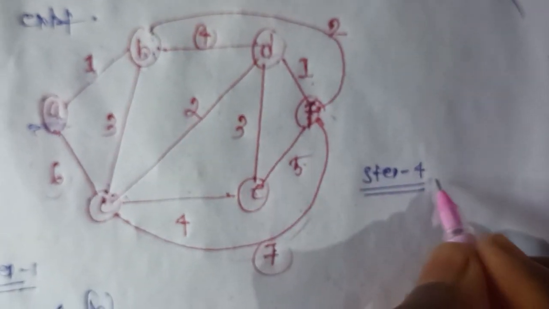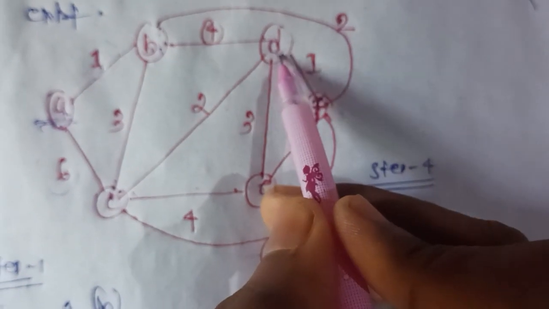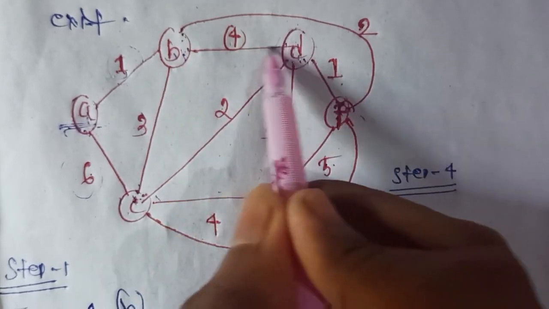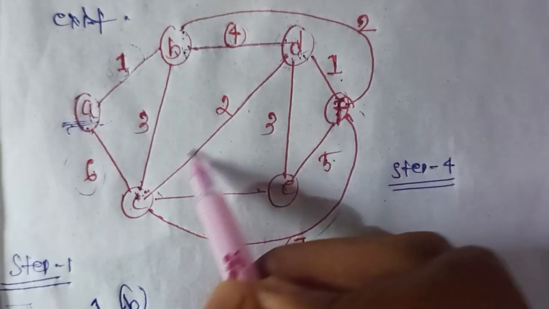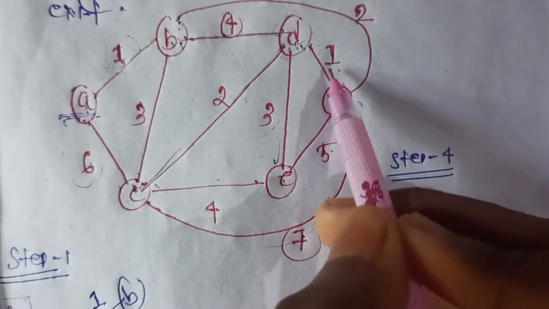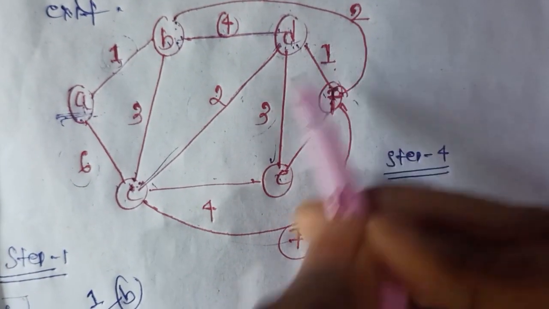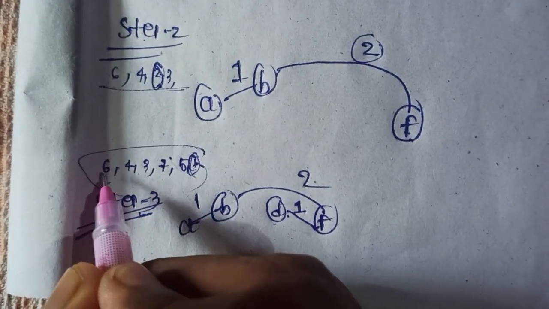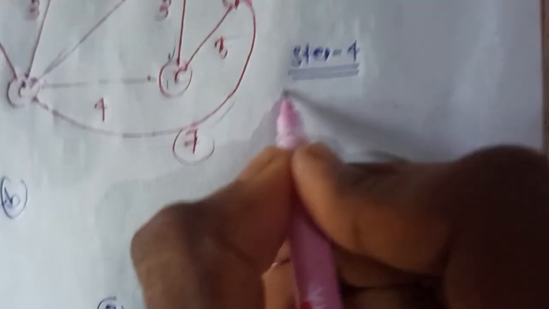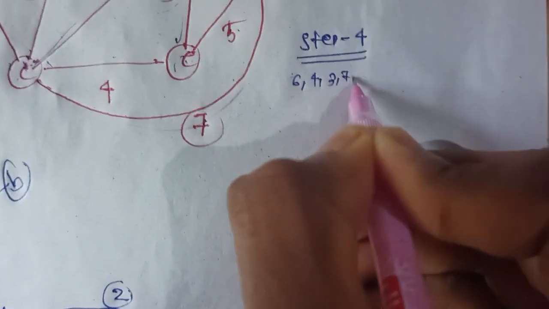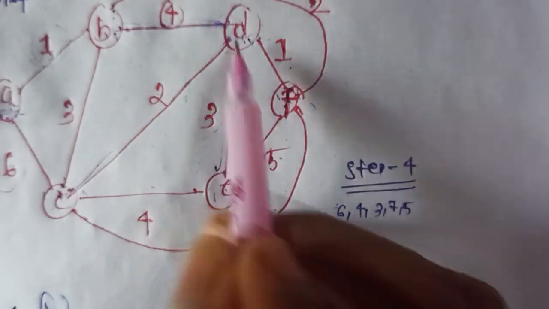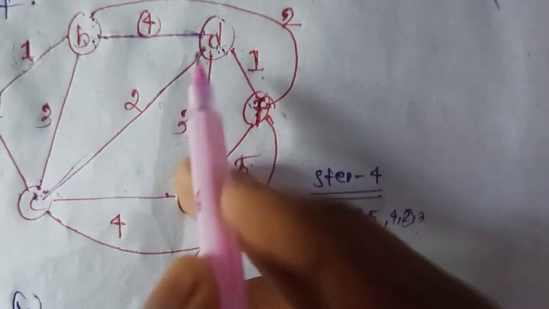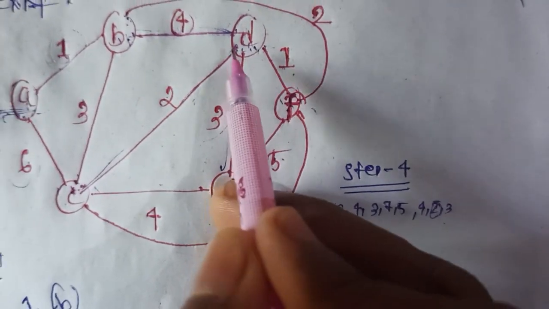Step 4. Now we reach the position D. So see the adjacent of D. The corresponding weights are 4, 2, 3, 1. 1 is already done. Then we are left with 4, 2, 3. So here the remaining nodes are also 6, 4, 3, 7, 5, and now come 4, 2, 3. Now here what is the minimum? 2 is the minimum. 2 means D to C.